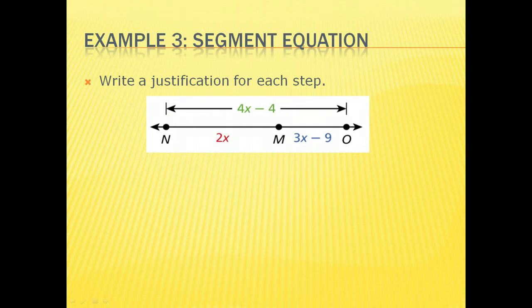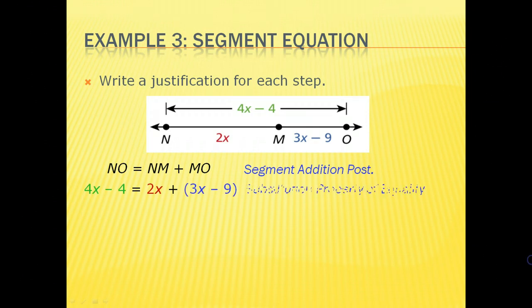Let's try a geometric equation. Write a justification for each step. The segment NO is equal to 4x minus 4, NM equals 2x, and MO equals 3x minus 9. We know that NO equals NM plus MO, and this is the segment addition postulate. Substitution property of equality allows us to substitute in the information we know on each side.